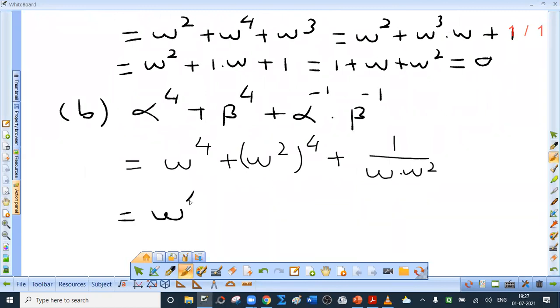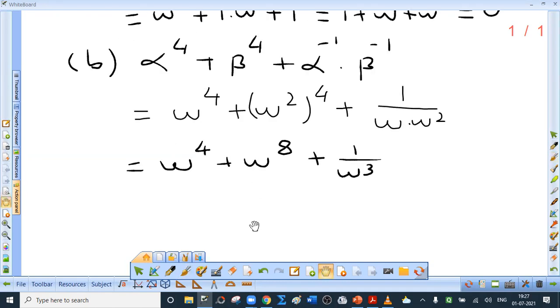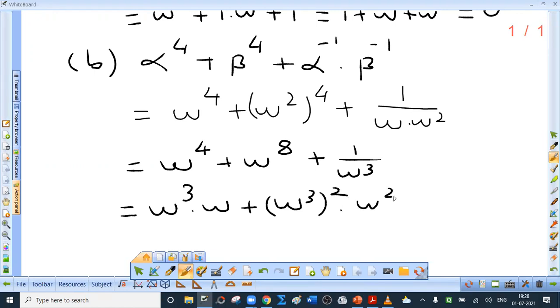So this is omega raised to 4. This is omega raised to 8. And this is 1 upon omega cube. What next? Omega raised to 4 is omega cube into omega. What is omega raised to 8? It is omega cube square. I hope you understand this, laws of indices. Raised into what? Omega square.